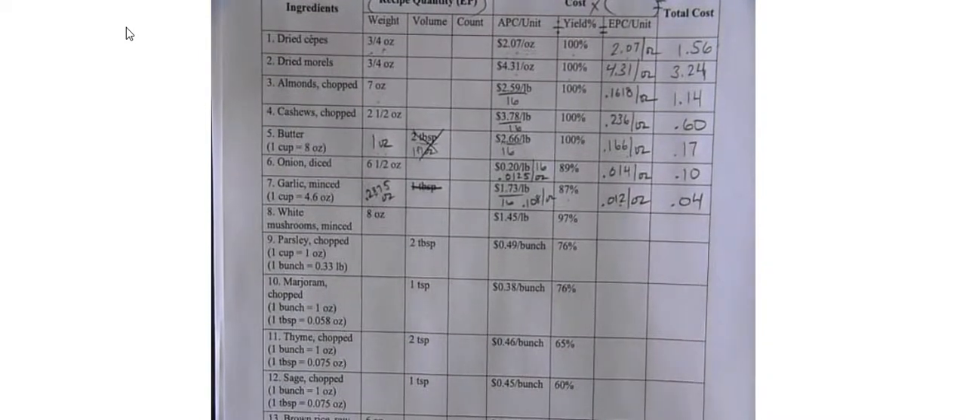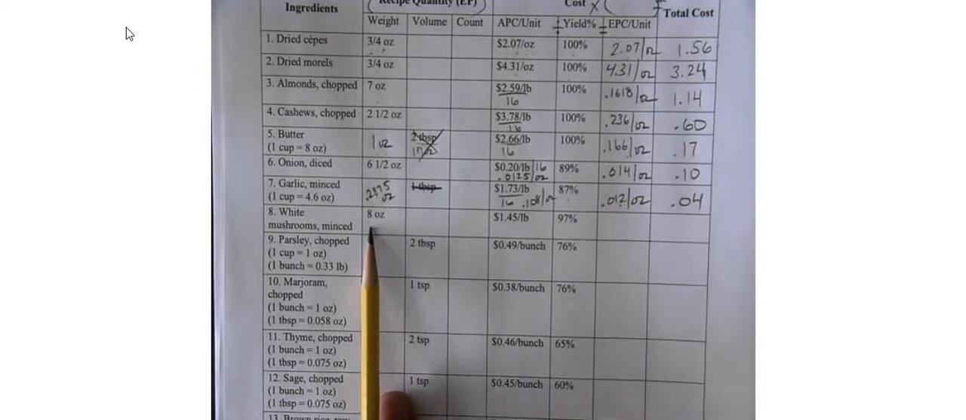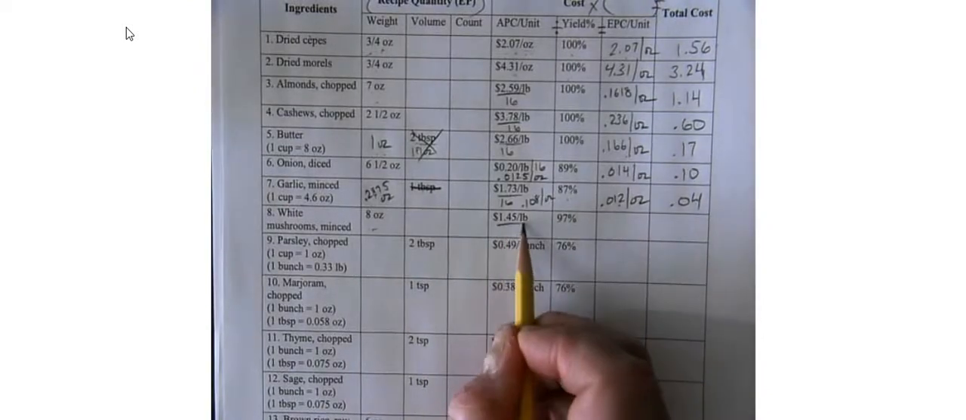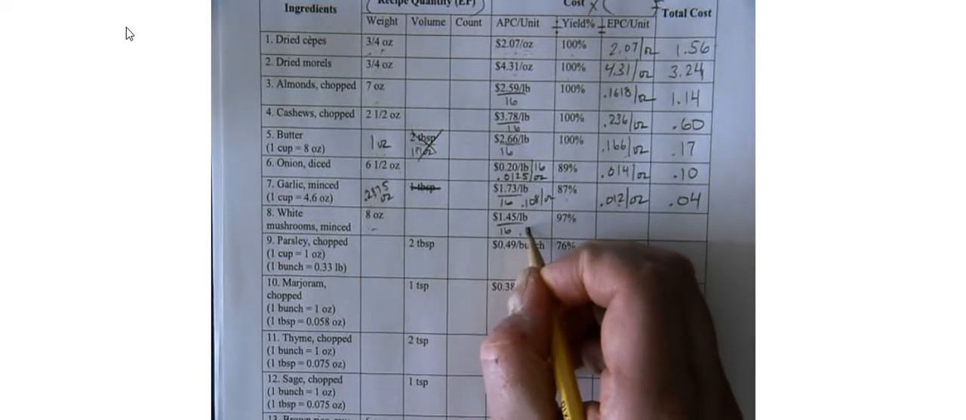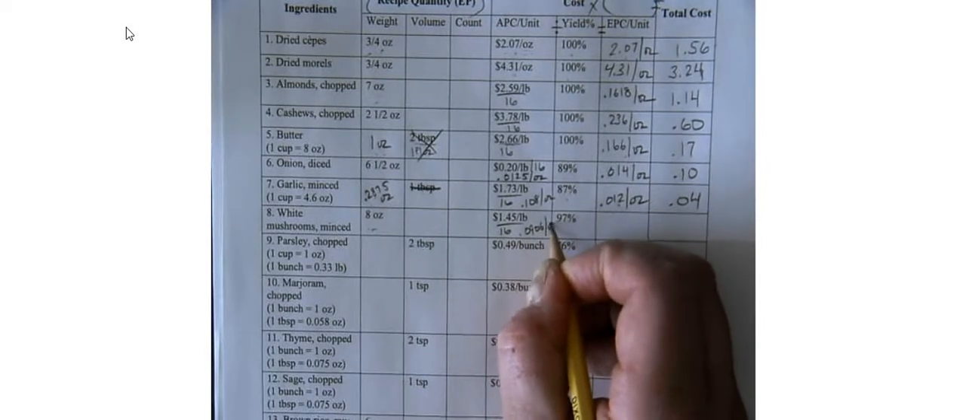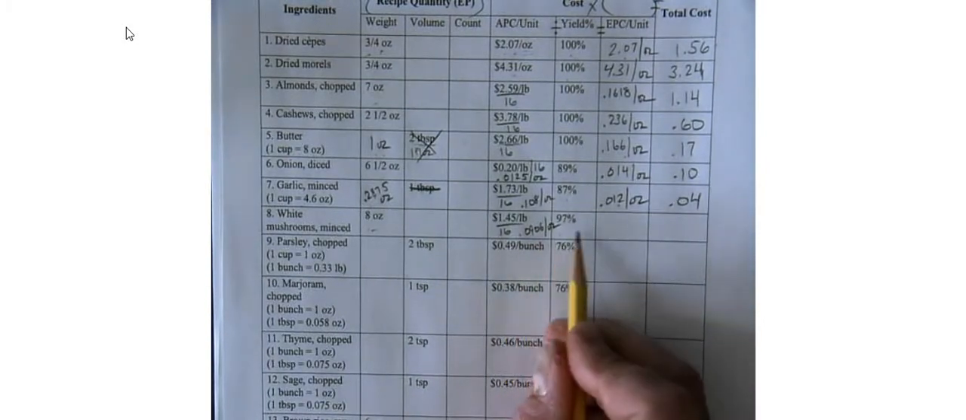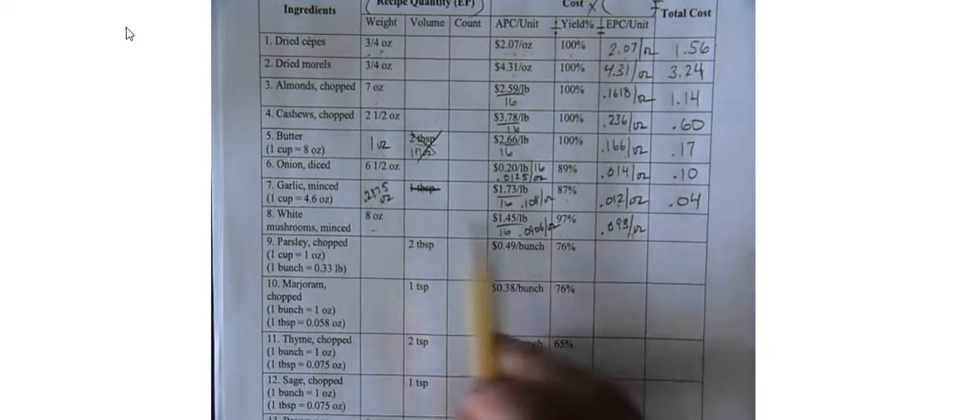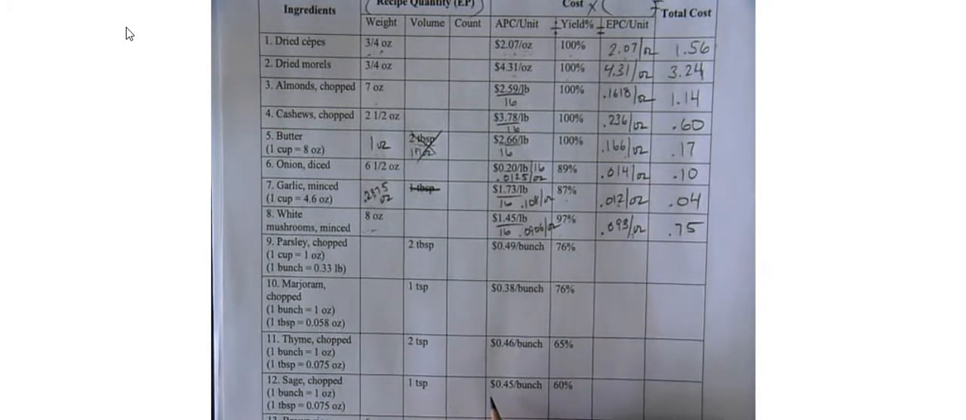Mushrooms. I'm back to weight here. Ounces, pounds with a yield percent. Just going to divide by 16 to get my cost per ounce, which is 0.0906 per ounce. Divided by 97%, 0.97, is 0.093 per ounce. Ounces multiplied together, 75 cents for the mushrooms.